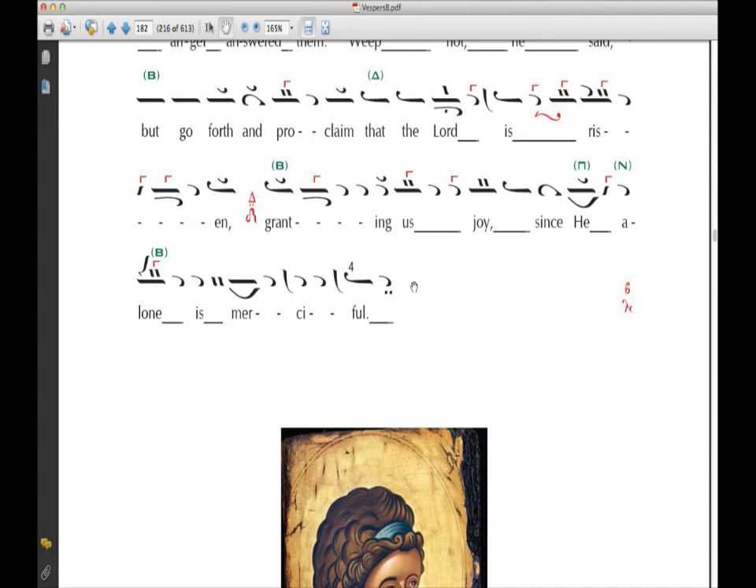What was that last phrase again? Sure, from 'granting us,' granting, because that's where to start. Sure.